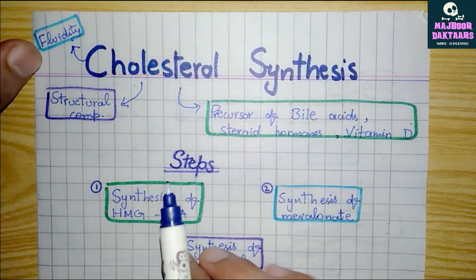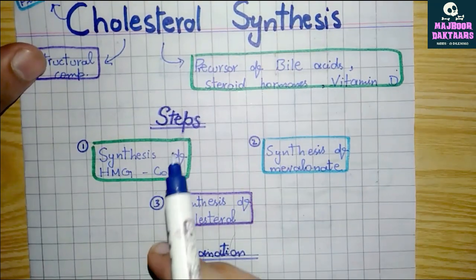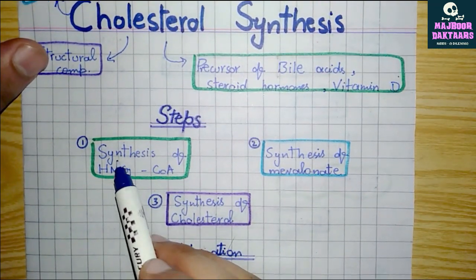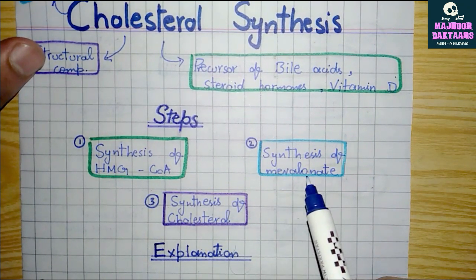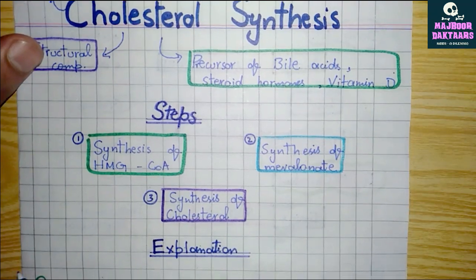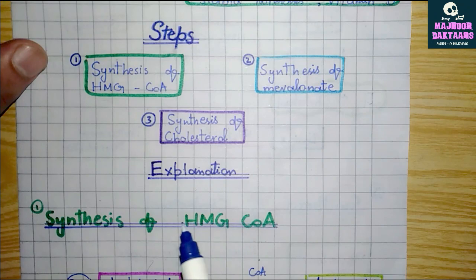Now, we're going to talk about the synthesis of cholesterol. The synthesis of cholesterol involves three steps: the synthesis of HMG-CoA, the synthesis of mevalonate, and the synthesis of cholesterol. Now, explanation. First of all, we're going to talk about the synthesis of HMG-CoA.